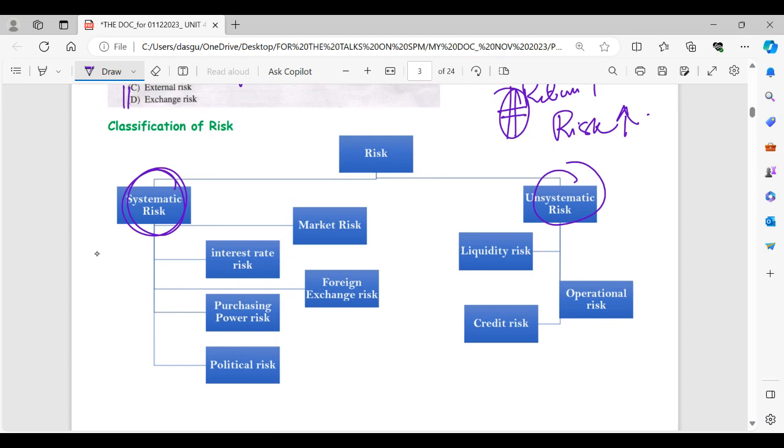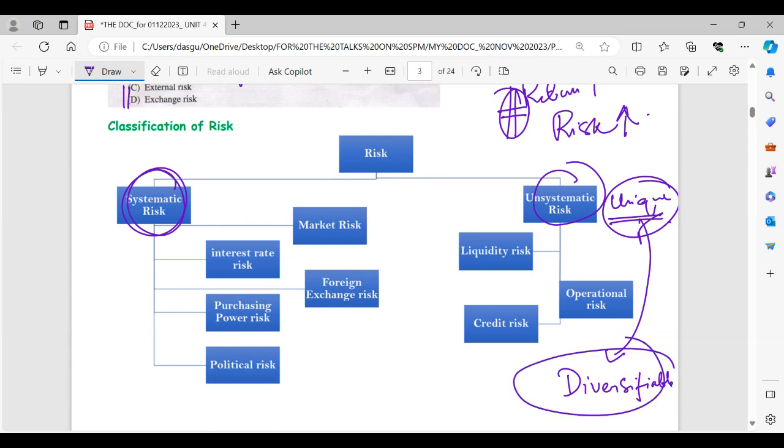It covers every instrument, because this interest rate is the market interest rate, so it changes and it impacts your shares and bonds, etc. These are unique risks: liquidity risk of your balance sheet, operational risk of how you manage your operations, credit risk of your instrument. So these are unique risks and are diversifiable. If you understand this and you do not pick the share of this particular company, then it's done. You do away with this kind of risk.